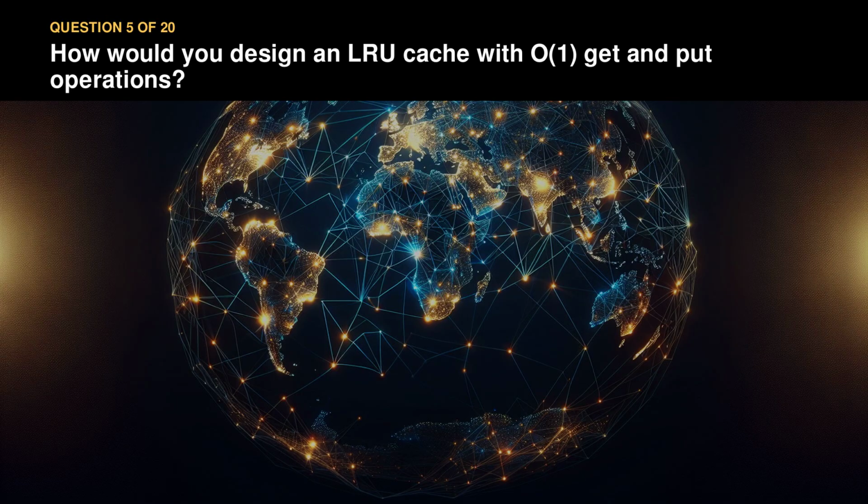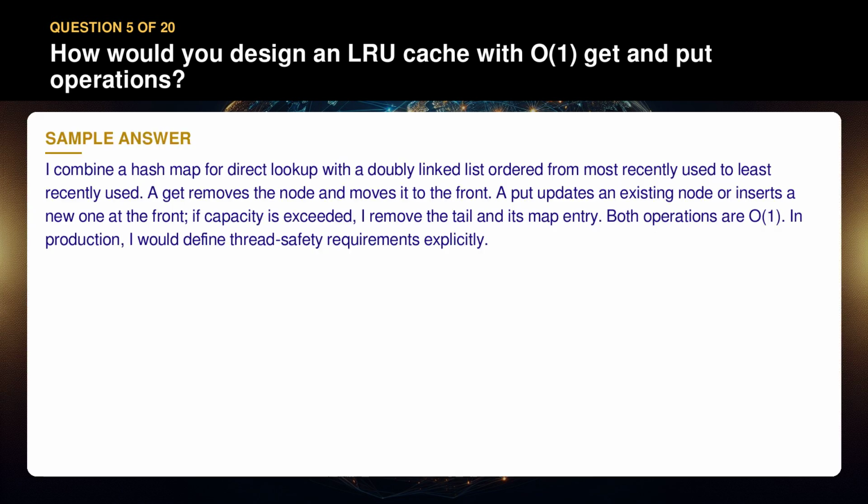Question 5. How would you design an LRU cache with O(1) get and put operations? I combine a HashMap for direct lookup with a doubly linked list ordered from most recently used to least recently used. A get removes the node and moves it to the front. A put updates an existing node or inserts a new one at the front. If capacity is exceeded, I remove the tail and its map entry. Both operations are O(1). In production, I would define thread safety requirements explicitly.